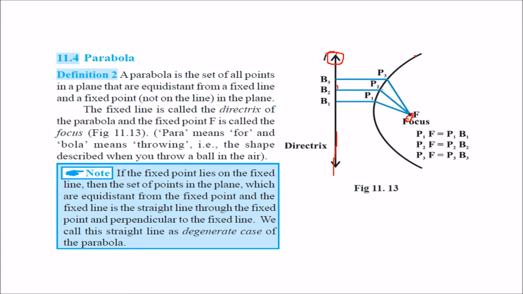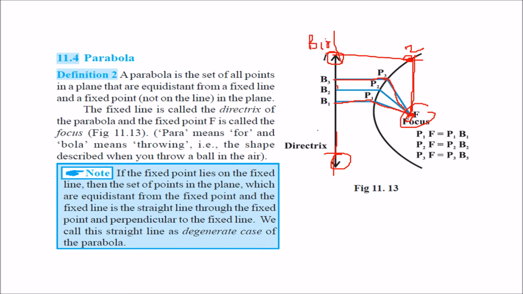So you have now a curve in which every point is equidistant from this line and also from this point F, say focus. We call it focus, and we call this line the directrix because it is giving directions. Here P1B is equal to P1F. You take any point, say Z, and ZF will be equal to the distance from Z to the directrix.